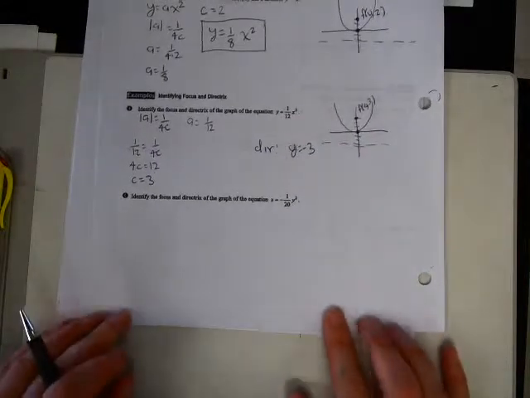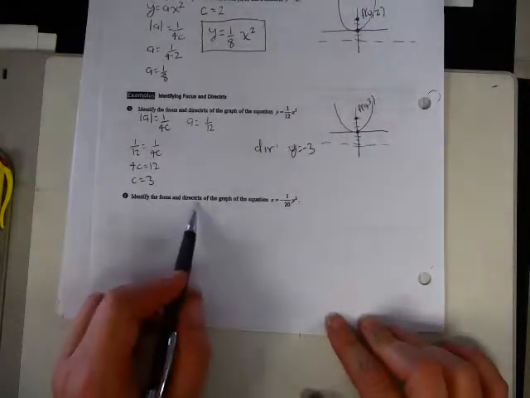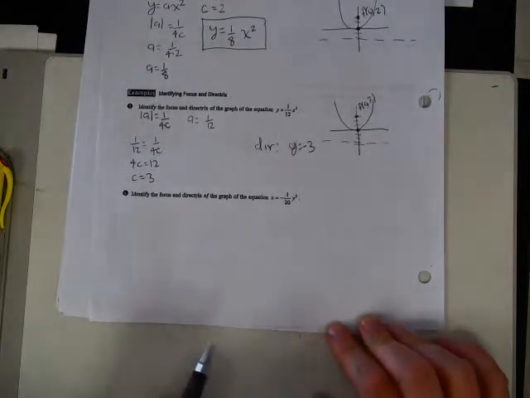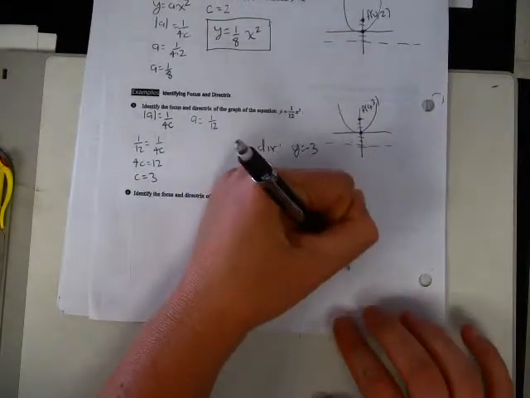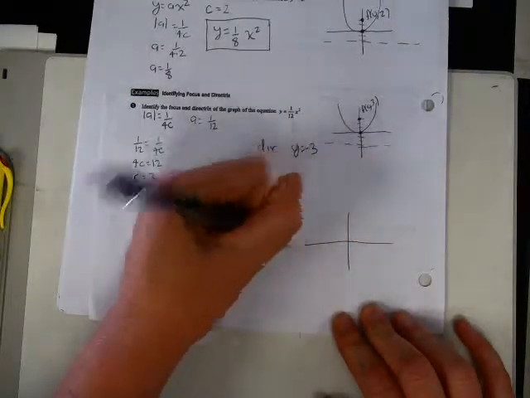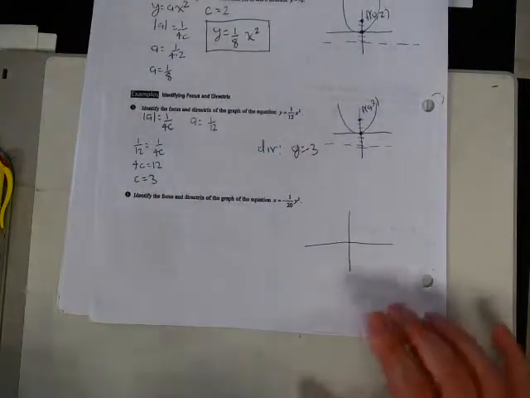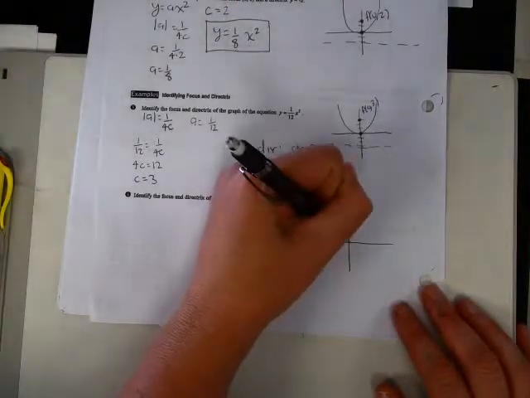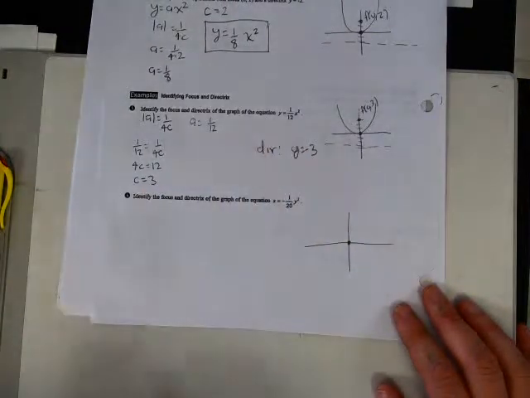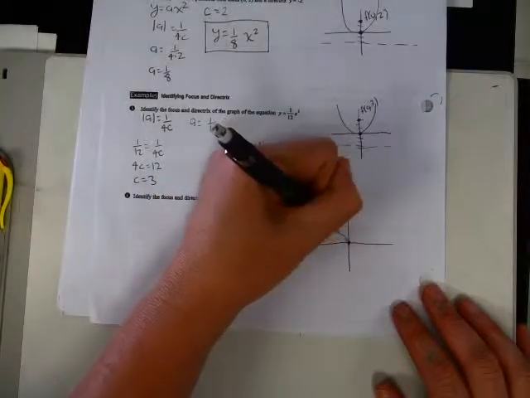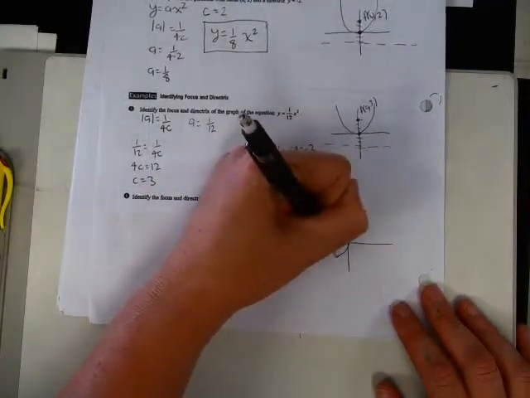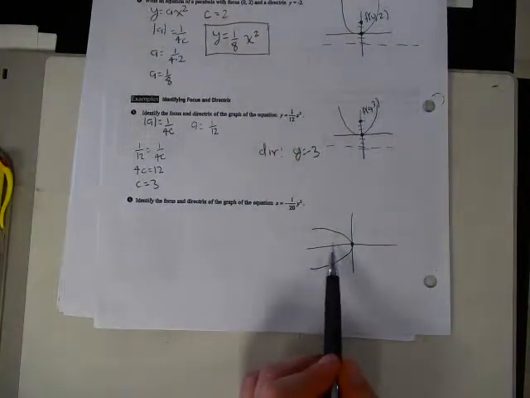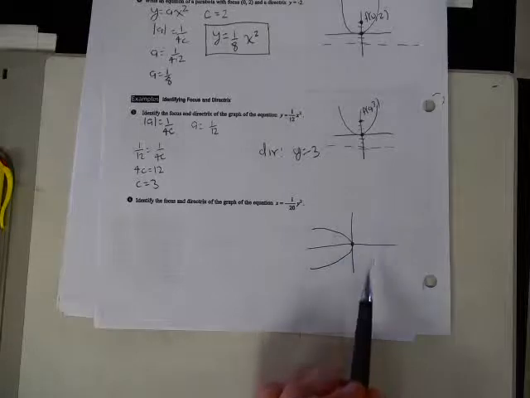Okay, one more time. Identify the focus and directrix for x equals -1 over 20 y squared. If we look back at our different forms of parabolas, we'll see that this one is going to open to the left. So I'll put my vertex at the origin, and I'll just sketch a parabola opening to the left to help guide what I'm doing. My focus should be somewhere in here. My directrix should be somewhere over here.